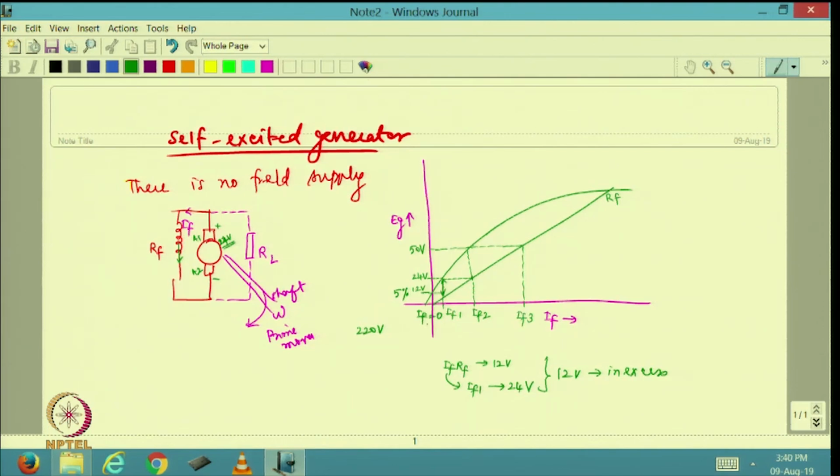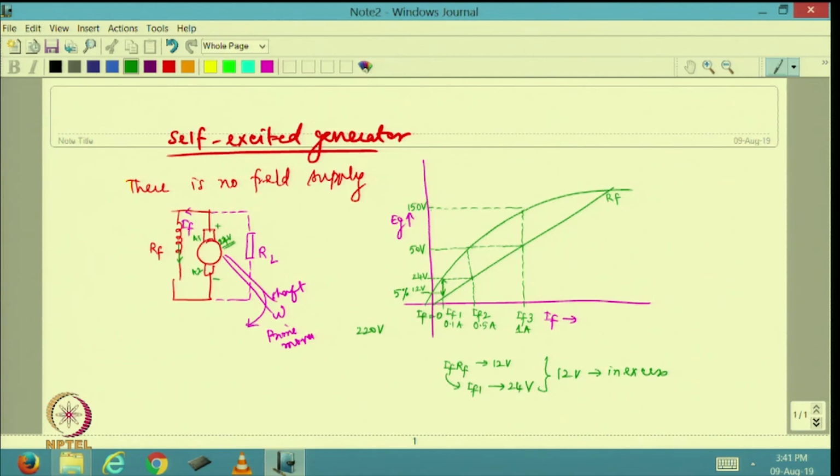So, initially I started off with 0 ampere field current. Maybe it became 0.1 ampere. This will be probably 0.5 ampere, and this has become almost 1 ampere of field current. At 1 ampere of field current, I would definitely have a higher voltage generated, right. Maybe this is as high as 150 volts or 130 volts.